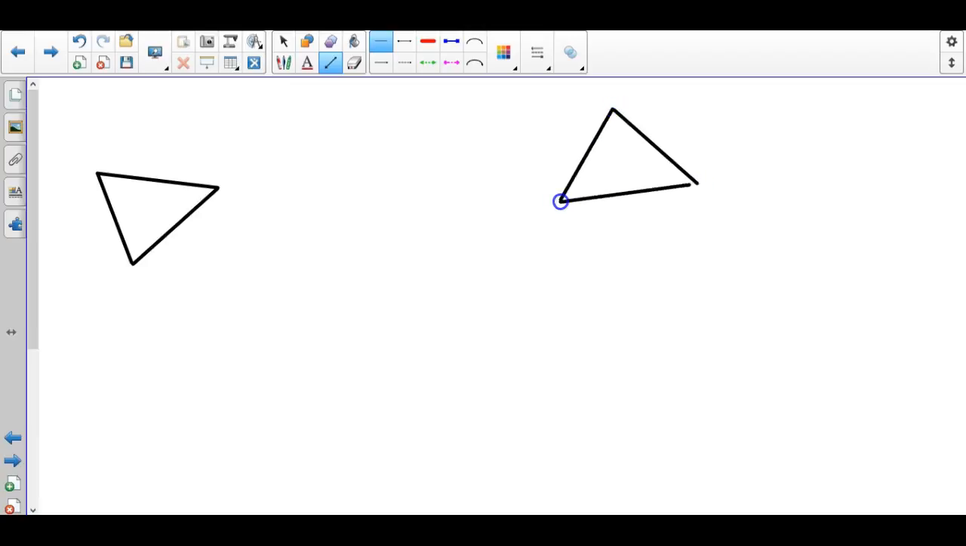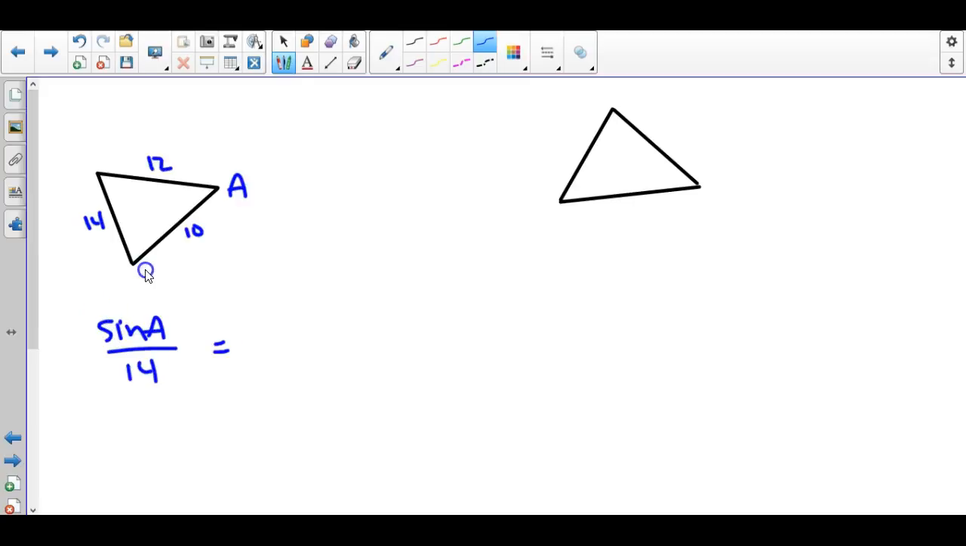There are two cases. The first case is if I'm only giving you three sides, so let's say I give you sides A, B, and C. Let me make up some fake numbers here. If I said this was 12, this was 10, and this was 14, and I wanted you to use the law of sines to figure out what angle A is, well, I can't say sine A over 14 equals sine B over 12 or something like that, because now I have two unknowns. So you cannot use the law of sines if you are only given three sides of a triangle.